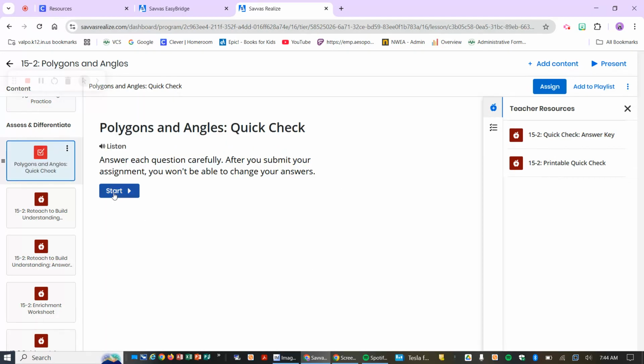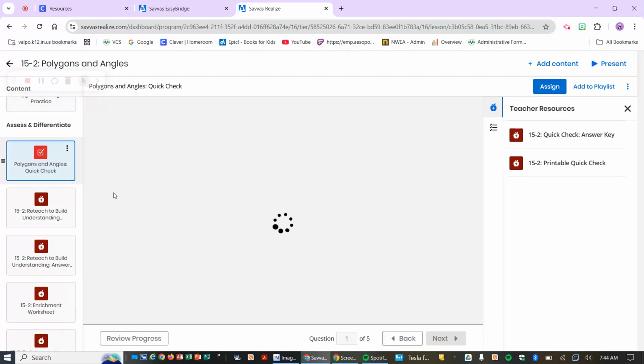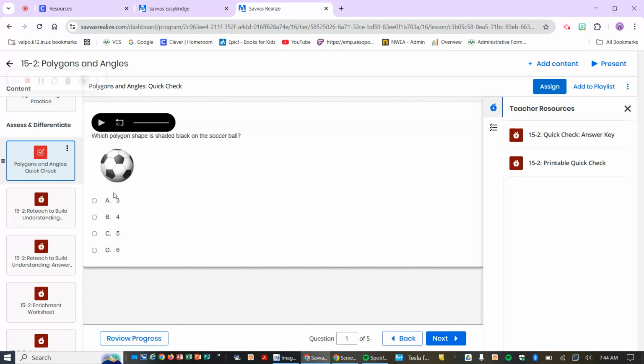Here we go, number 1. Take your time, read and listen carefully, do your best job. Which polygon shape is shaded black on the soccer ball? So it's asking you to look at the black shape here, count the sides. This question doesn't really make sense, but what you need to do is count how many sides are on the black shape, okay? Count the number of sides on the black shape.